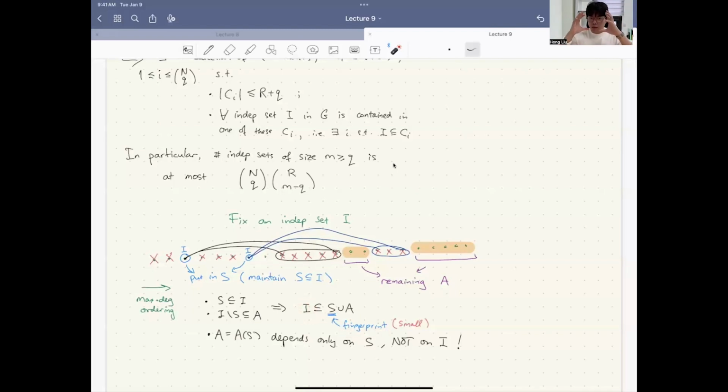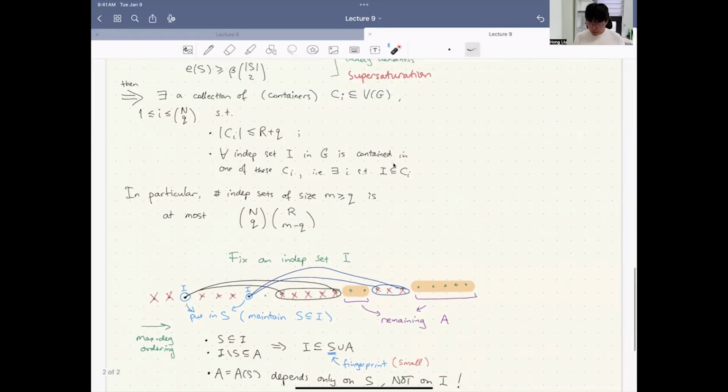The key thing is that even though in this algorithm we fix I, if now we are given S, the fingerprint, we know how this ordering looks. We can completely recover this process without knowing I. In other words, A depends solely on S, not on I. So it could be that two different independent sets, I and I prime, produce the same fingerprint. So this fingerprint creates this clustering phenomenon, grouping the independent sets into a few groups. And these few groups are these containers Ci.